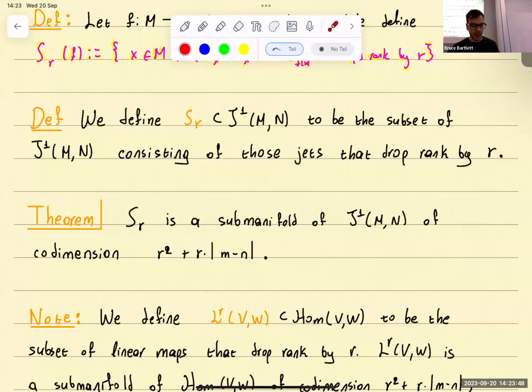I'll let you absorb this for a second. It's not something that I'll prove. I want to use this sort of as a given, but one thing that I'll just say is that this is a statement. So J1, as we said, is a vector bundle. But if you want to prove this statement, you don't need to work at the level of vector bundles, you should work at the level of vector spaces.